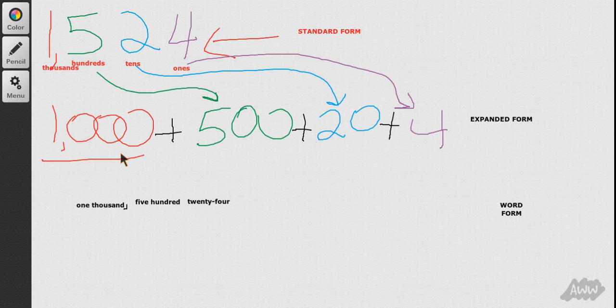At this point, I'm not going to expect you to write word form for expanded form. I'll ask for either standard form, expanded form, or word form. I hope this has helped you out a little bit. We're going to try this with another video later on.